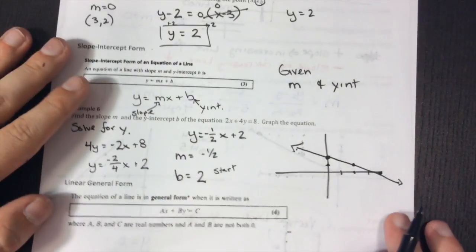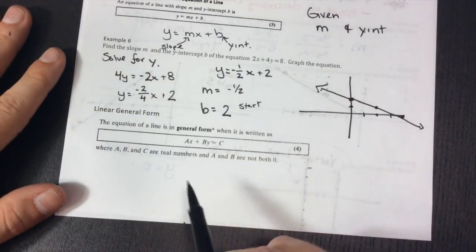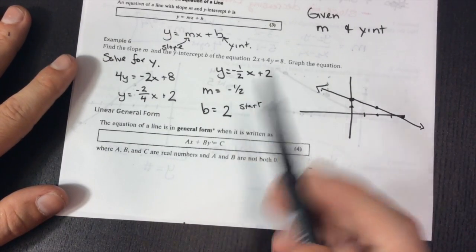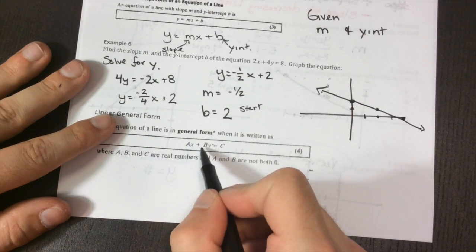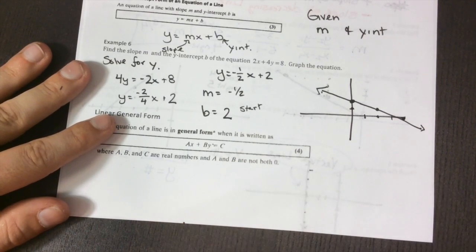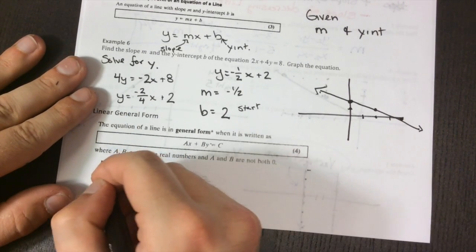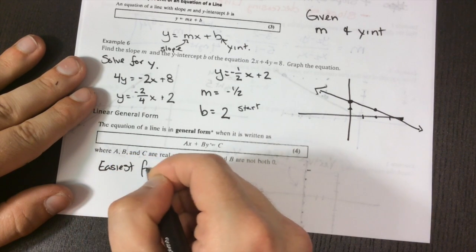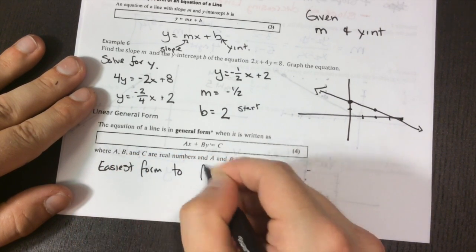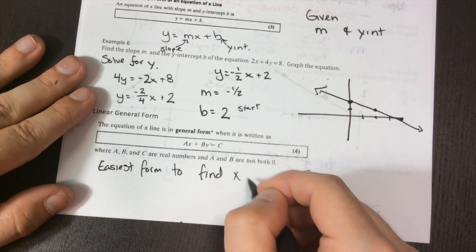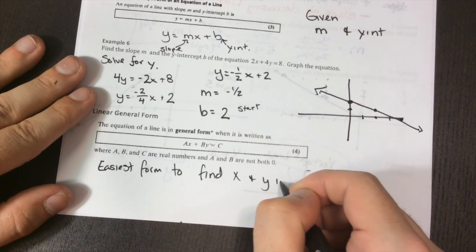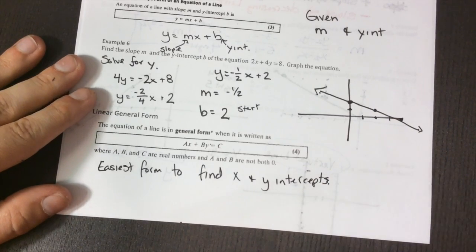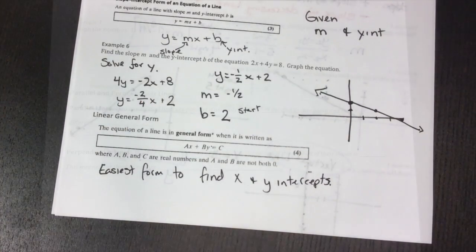The last form that we're going to talk about is general form, which we just saw in the previous problem. General form, we have ax plus by equals c. This is the easiest form to find x and y intercepts. So we're going to look at that on the next page.